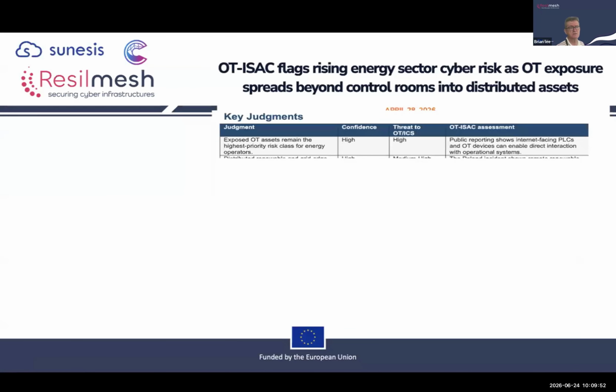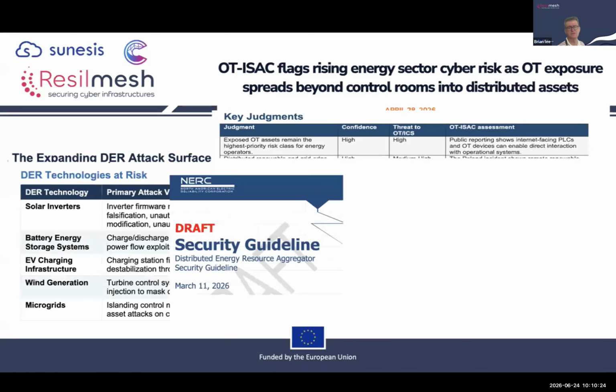Here are some recent releases from different associations in the smart grid space talking about security. The OT ISAC released a report in April of this year, which points to rising energy sector risk as the exposure spreads beyond the control room into distributed assets, which fits very much with the idea of more intelligent and softwarized distributed energy resources or distributed assets. Exposed OT assets remain the highest priority class, they say. Some other papers point to the same thing.